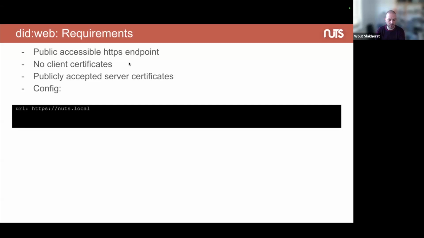Configuration, as of now, you have to add a single configuration called URL to your Nuts configuration file or using environment variables, which defines the publicly available address. There has been a feature request for using the host header or the X-Forwarded-Host header to dynamically define the domain. So if you want to create a DID web, you might be able to use multiple domains on a single Nuts node. But we're still reviewing that feature request.